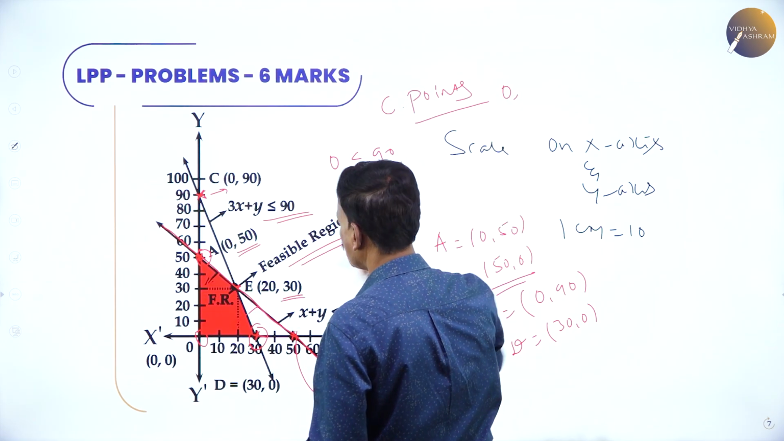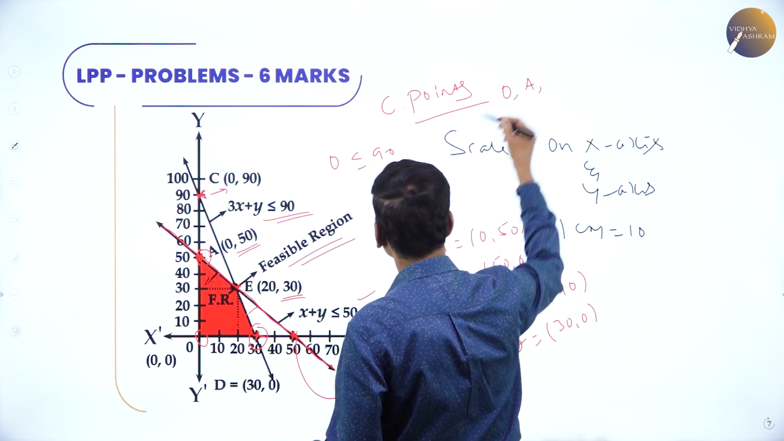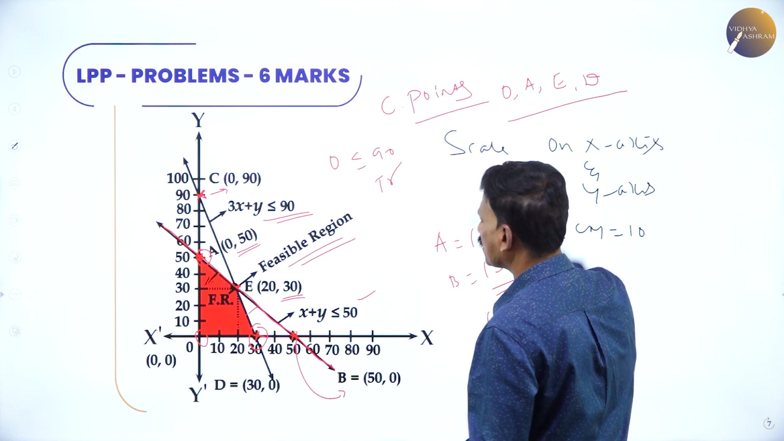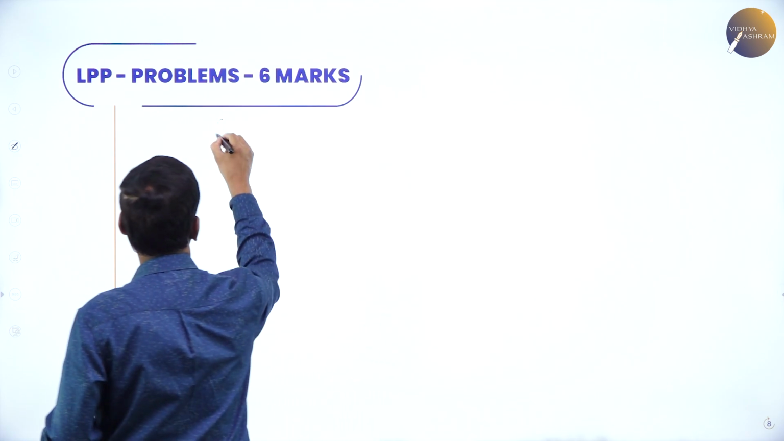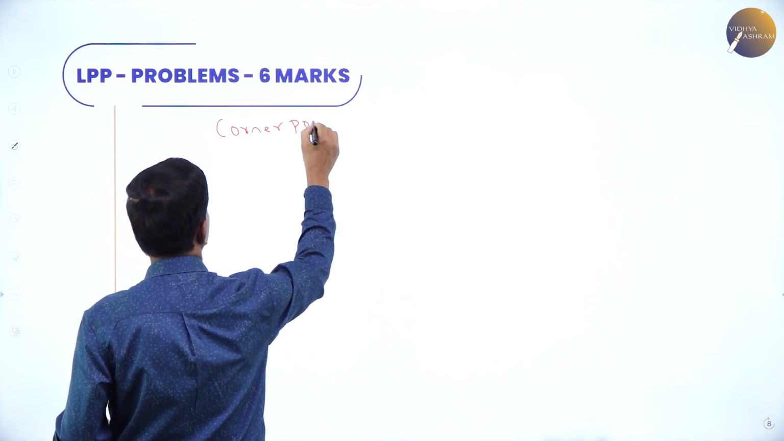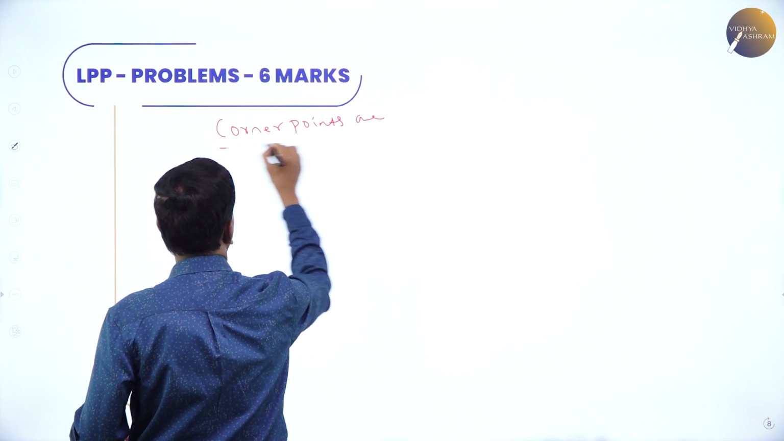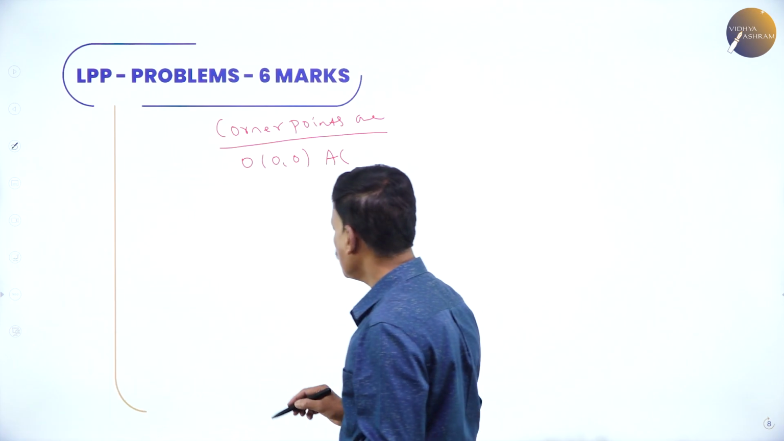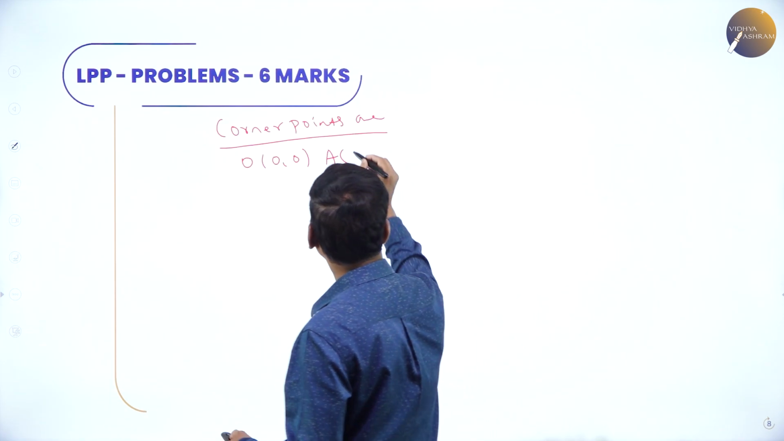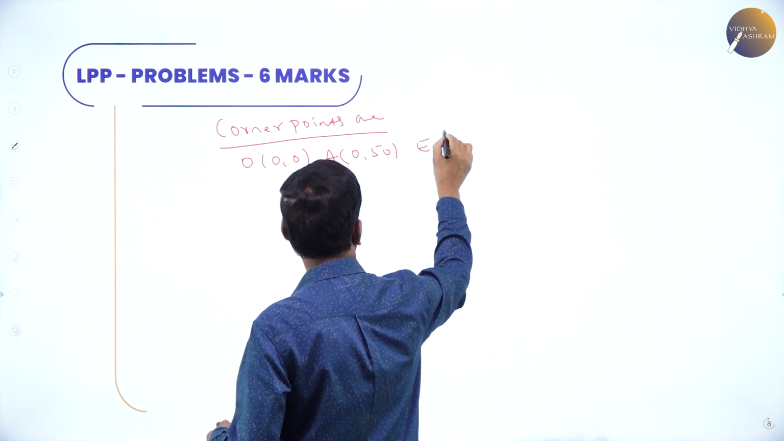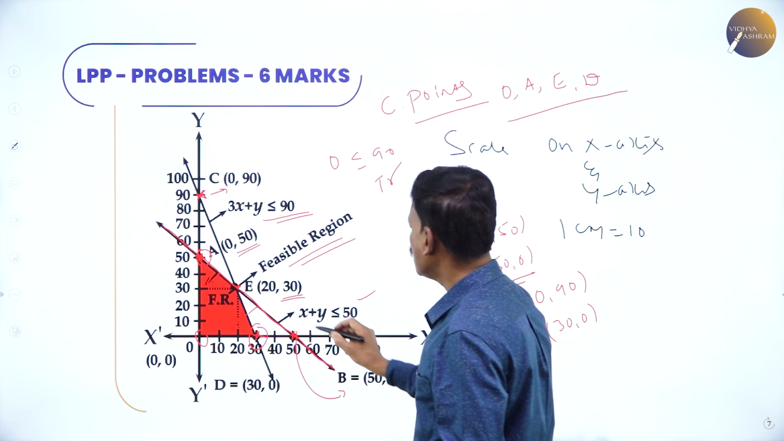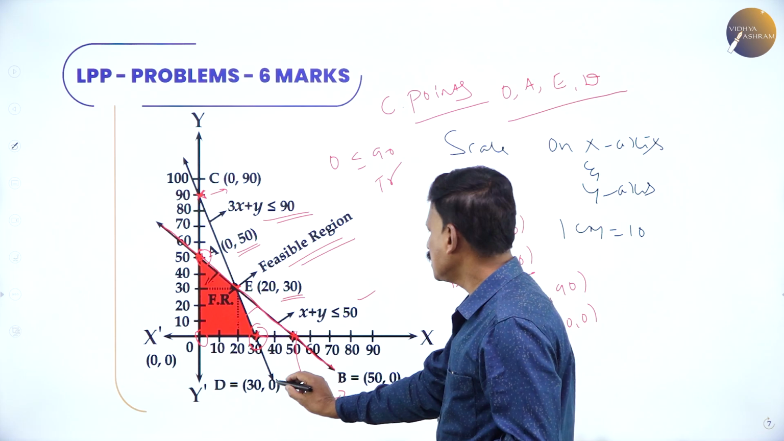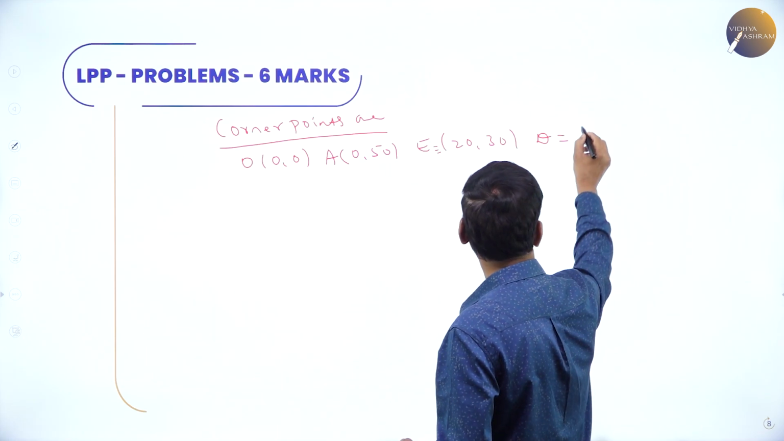What are the corner points? O, A, E and D, these are the corner points. Now the corner points are O (0, 0). What is A? A is equal to (0, 50). What is E? E is equal to (20, 30). And D? D is equal to (30, 0).